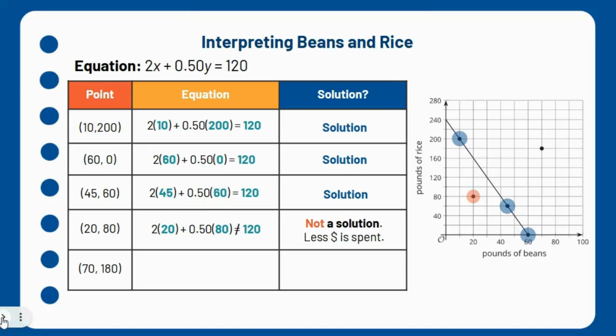Lastly, let's look at (70, 180). Just as we have done with all the other points, we will substitute in the values of x and y. 2 times 70 plus 0.50 times 180 does not equal 120. It equals 230. Since this coordinate pair does not equal 120, it is not a solution and does not appear on the line on the graph. With these x and y values, Rosa would spend more money than she wanted to spend.